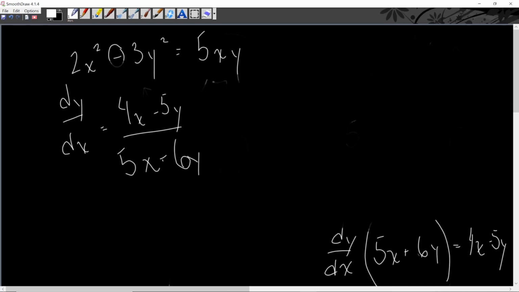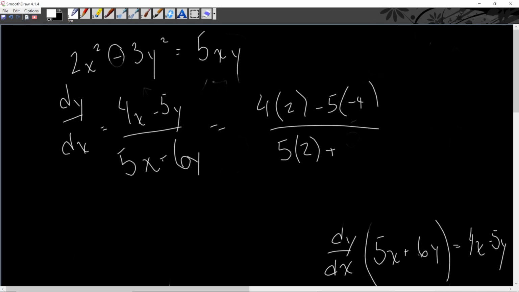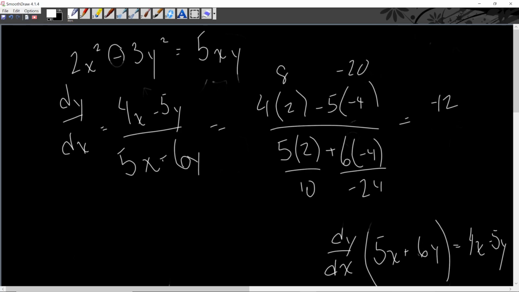So let's plug in our 2 and negative 4. We have 4 times 2 minus 5 times negative 4 over 5 times 2 plus 6 times negative 4, right? And then this is 10, negative 24. This is 8, negative 20. So we have 8 minus 20, which is negative 12, over 10 minus 24, which is negative 14. Both of these are even numbers, so we can divide both by 2. 12 divided by 2 is 6. 14 divided by 2 is 7. And then negatives cancel out. We have positive 6 over 7.